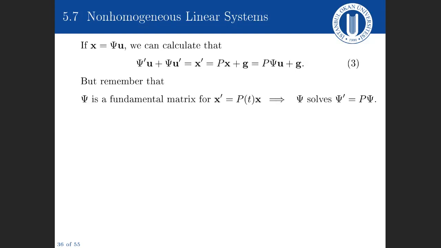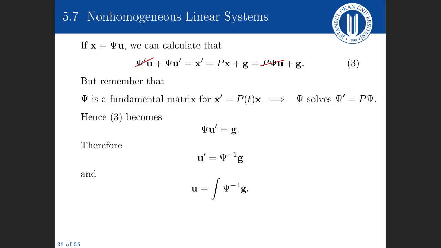But there's a key thing to remember. Last week, I made a point of asking you to prove that if Psi is a fundamental matrix for x prime is equal to Px, then Psi solves the same equation. Psi solves Psi prime is equal to P Psi. So look up what we have. I have a Psi prime on the left and I have a P Psi on the right. These two must cancel out. And we're left with Psi u prime is equal to g.